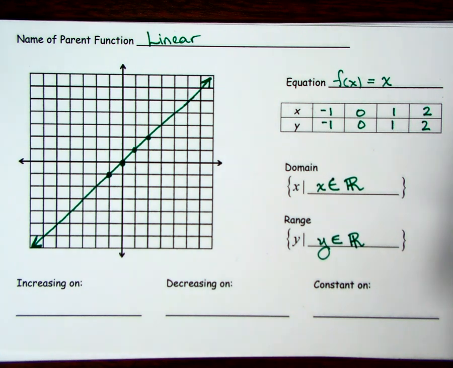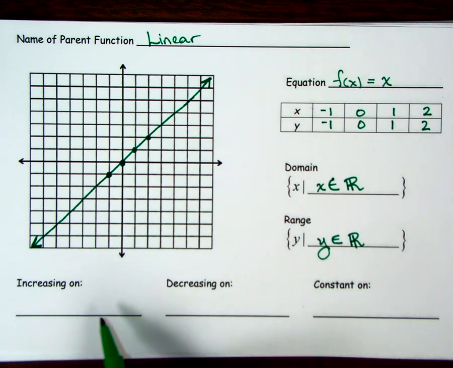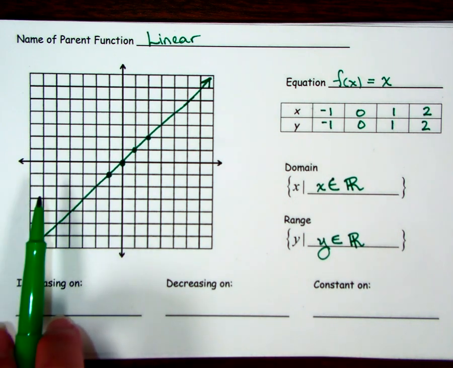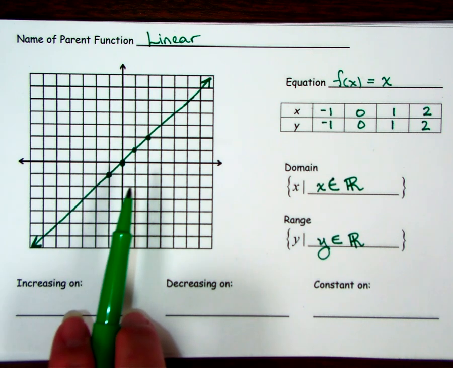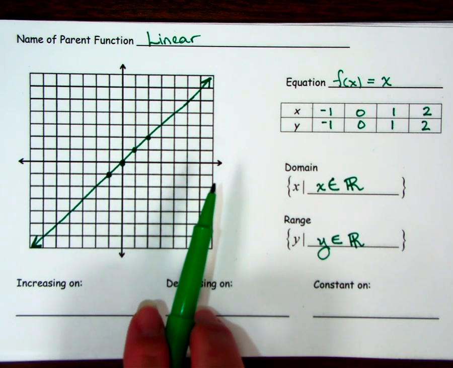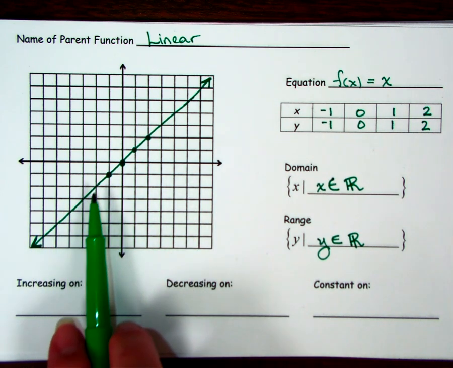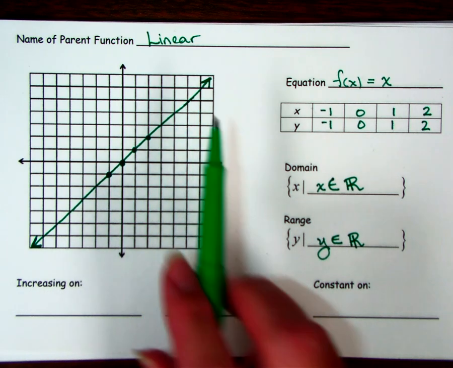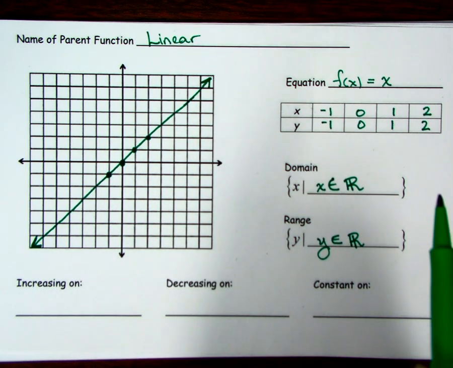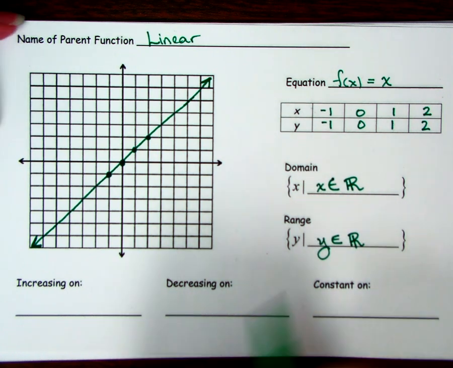Other important things to know about these functions are intervals where it is increasing, decreasing, and constant. When we list these, we're going to be listing the intervals of the x values for which this is increasing or decreasing or constant. Increasing means as I move from left to right on the graph, where's the graph going upward? So where are the y values getting larger? If I look at this graph, it's always going upward. So that means this function is increasing for the entire set of real numbers.